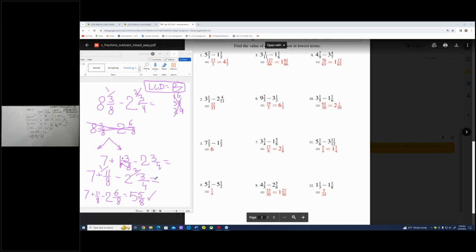So again, this is 2 cases. When you can subtract, don't borrow anything. If you cannot subtract, borrow 1. That's it. After that, practice converting. Any questions so far?